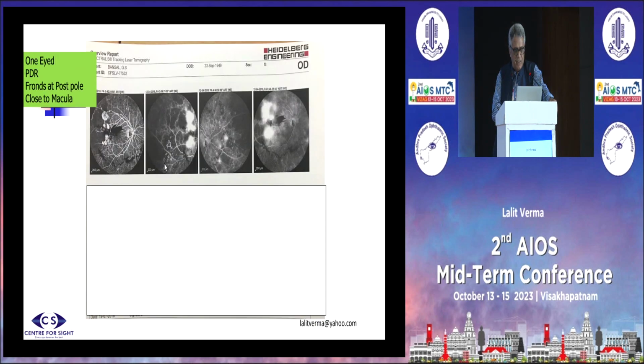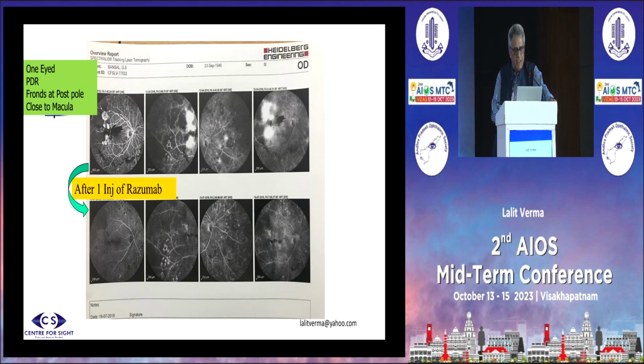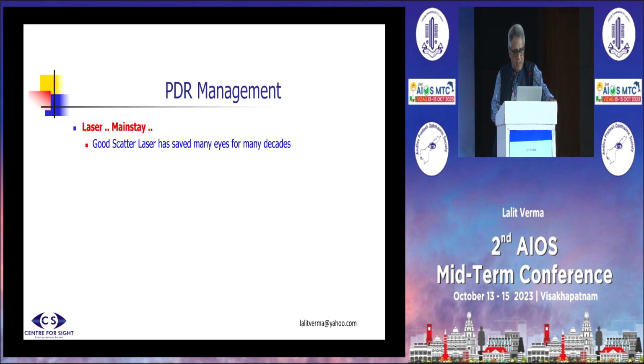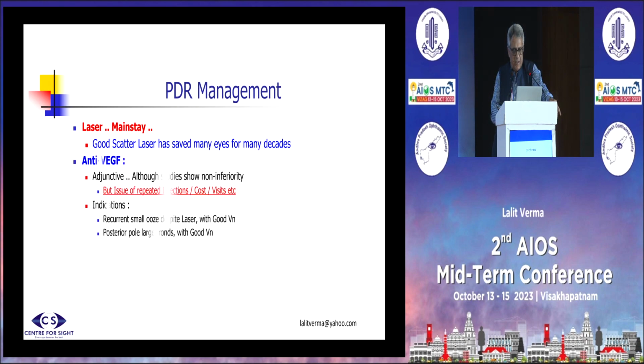This is another example of a patient, again right eye. You see these fronds are very, very close to the macula. If I laser here, it will cause some ERM formation or some issues. So therefore, once the fronds are very close in the posterior pole, inject and then laser afterwards. Good scatter laser photocoagulation has saved many, many eyes for decades, and all of us have examples for this.